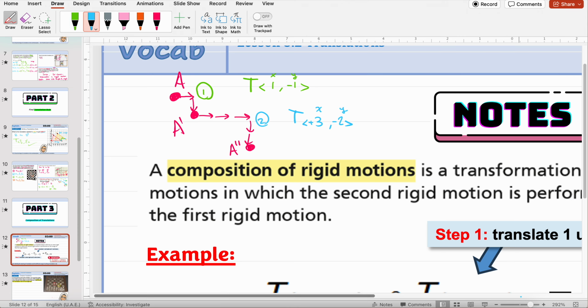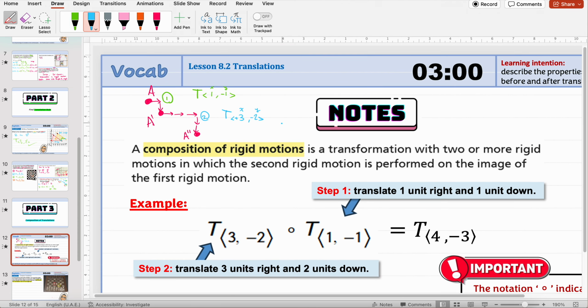How can I write it as a composition of translations, like as one sentence? We write it as follows. We say that I did the second translation, this is the second one. You write it first, then you use this symbol, like an open circle, and then we write the first translation that we did. This describes that I did these 2 translations on A, then it gave me A prime, and then it gave me A double prime, okay?